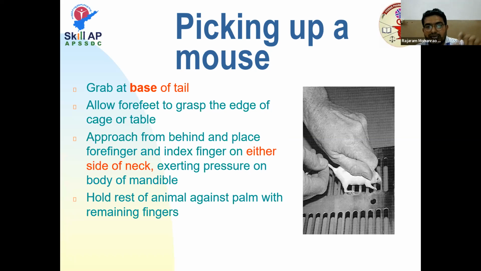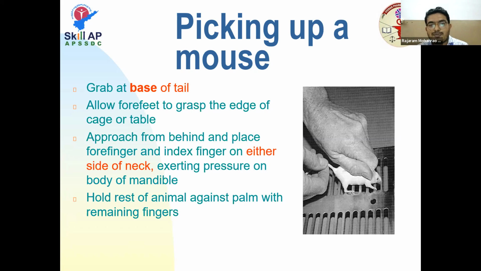So approach from behind and place the forefinger and index finger on either side of the neck. If we are holding from this side and this side, the head won't be moving, because if it is held on this side, it can't move to that side. The head will stay in this position. It won't change its direction, because if it does, it can catch our fingers. So we'll be holding on both sides of the neck.